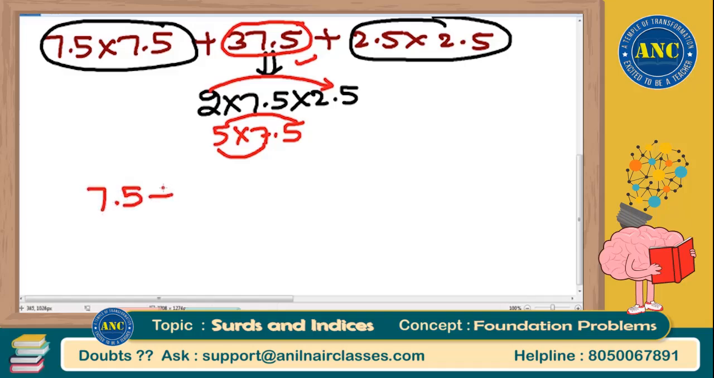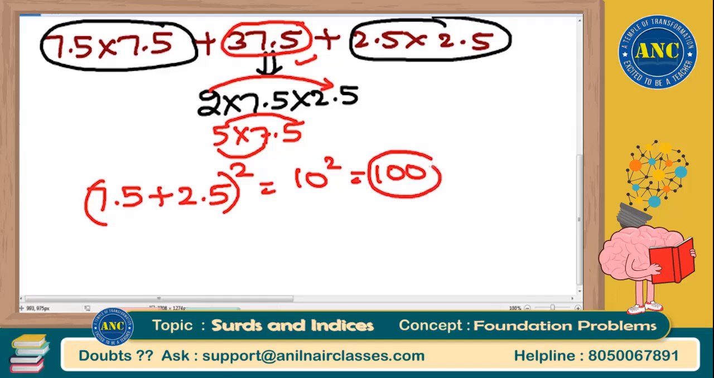That means a plus b whole square, 7.5 plus 2.5 whole square, which is nothing but 10 square, which is nothing but 100. Answer for this question is 100. I hope the idea is clear. Questions sometimes can also be asked in that format, which we have understood right now.